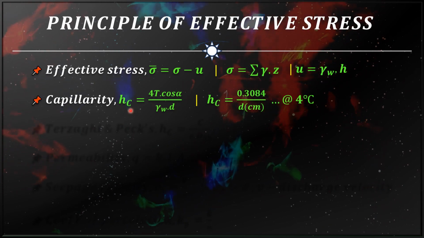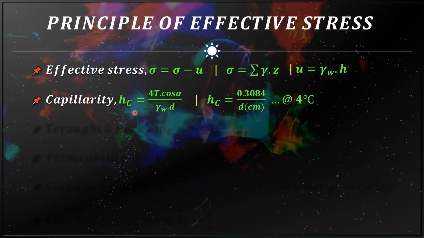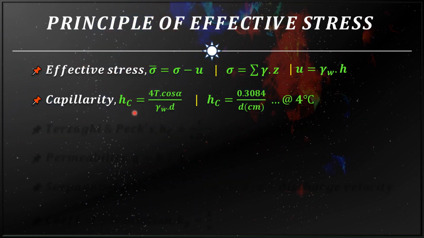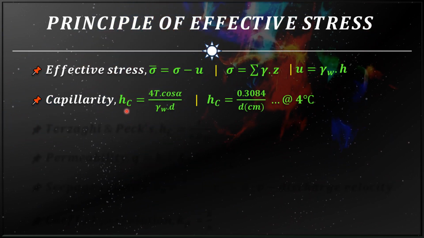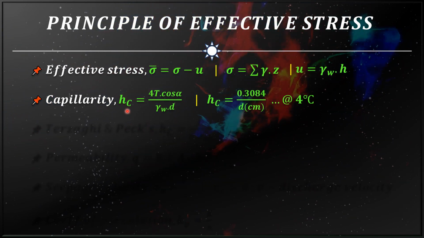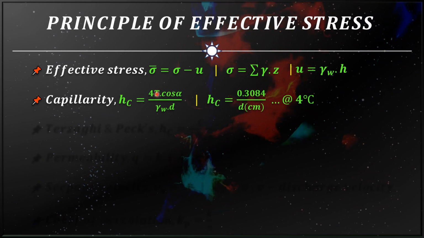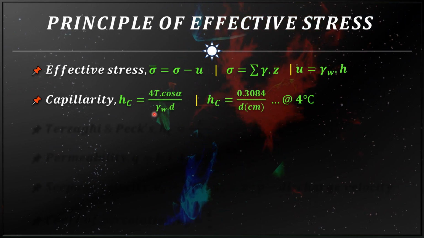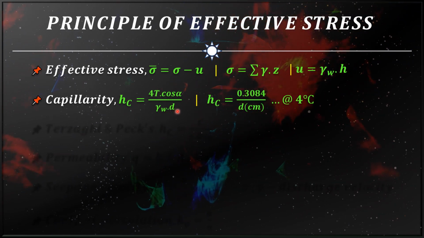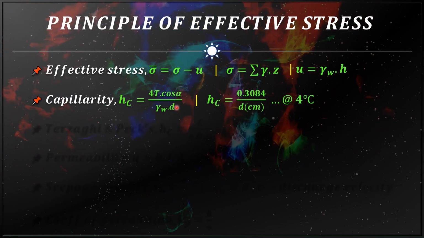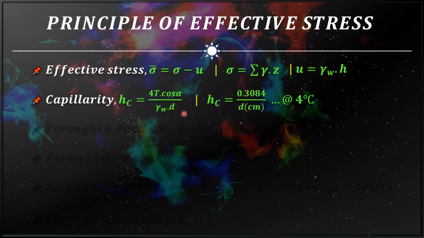And now we shall see capillarity also. Hc is equal to 4T cos alpha divided by gamma w d. And what is Hc here? It can be capillary rise or capillary fall. And capital T is nothing but the surface tension. And we know gamma w. And what is d? D is nothing but the diameter of capillary tube.